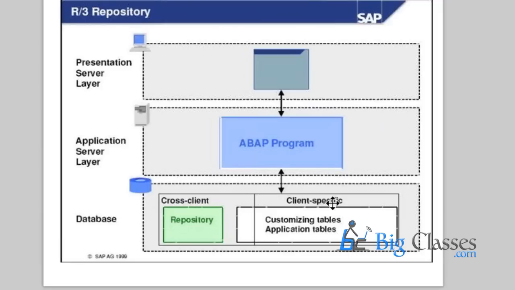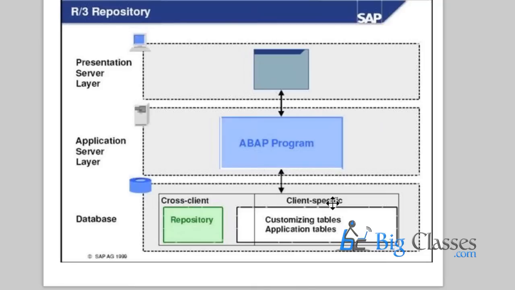Application data is nothing but your business data. Master records, transaction records. Transaction records is application data? Yes, all your business data is application tables or application data. And what about customizing tables? What is customizing data?